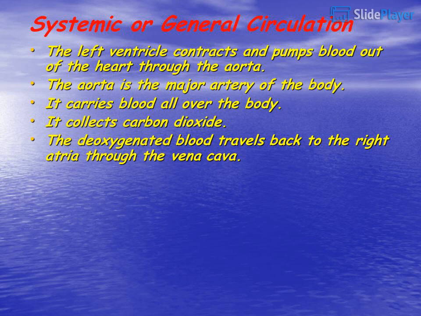Systemic or general circulation. The left ventricle contracts and pumps blood out of the heart through the aorta. The aorta is the major artery of the body. It carries blood all over the body. It collects carbon dioxide. The deoxygenated blood travels back to the right atrium through the vena cava.